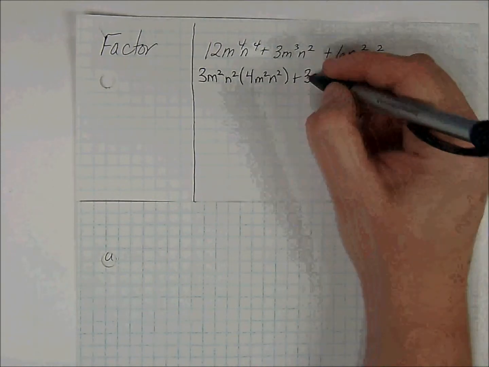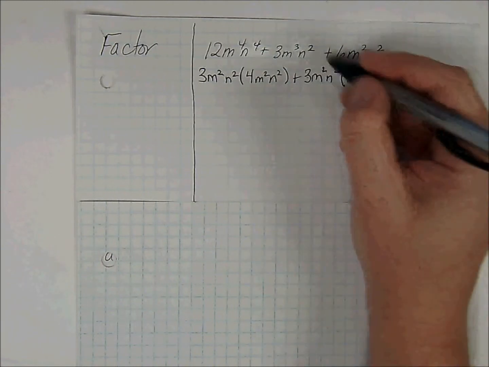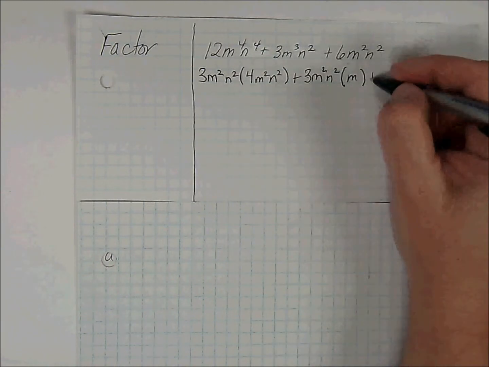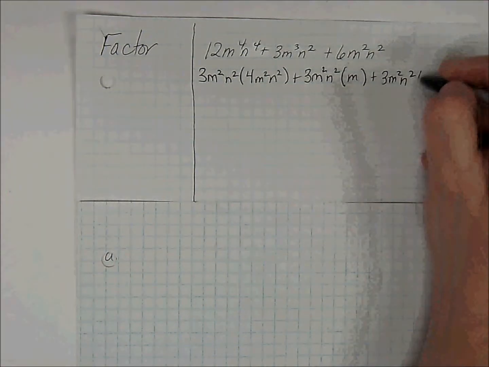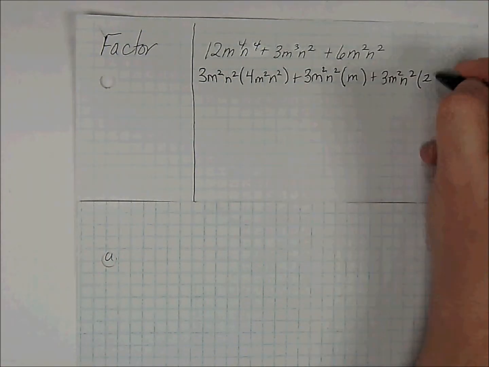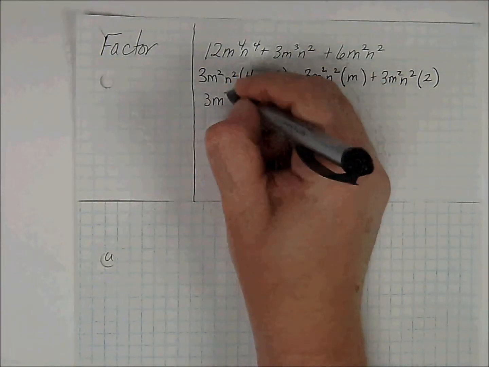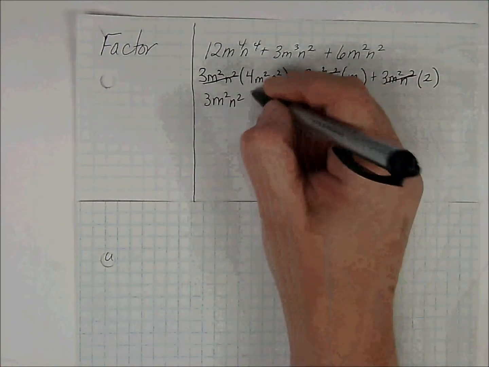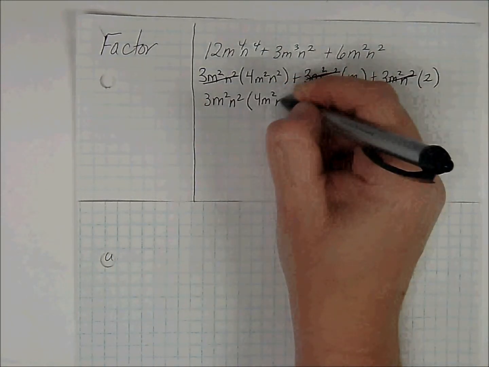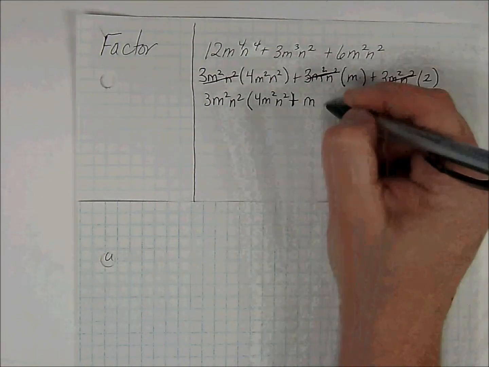So we got a 3. M, okay, because there's enough n's. And then here, 3m squared, n squared, and we have 2 times that. So if we pull this apart, we take out that 3m squared, n squared. I'm left with 4m squared, n squared, plus m plus 2.